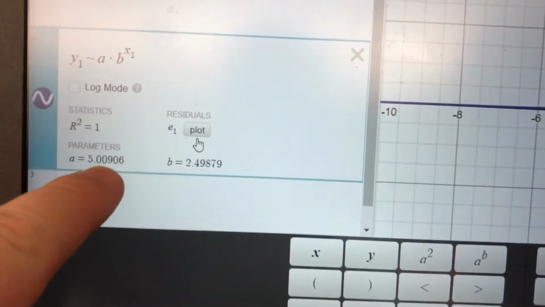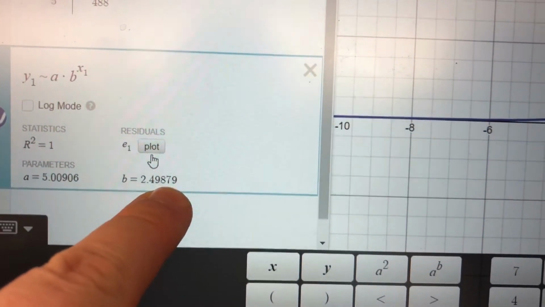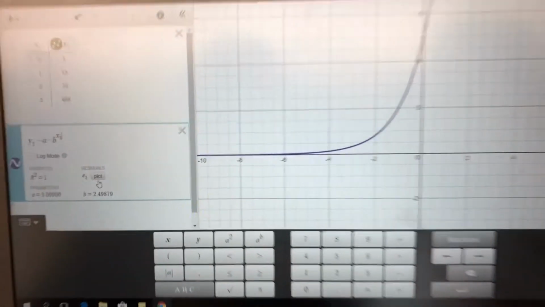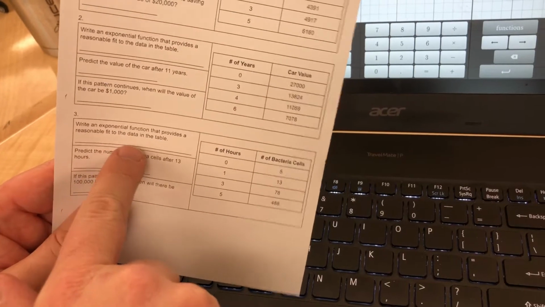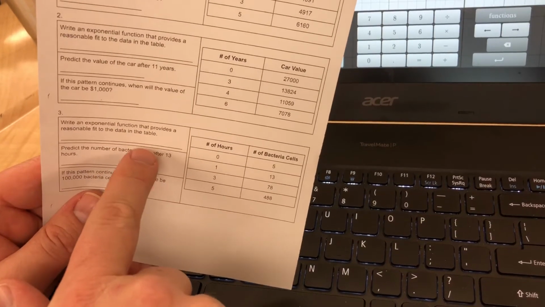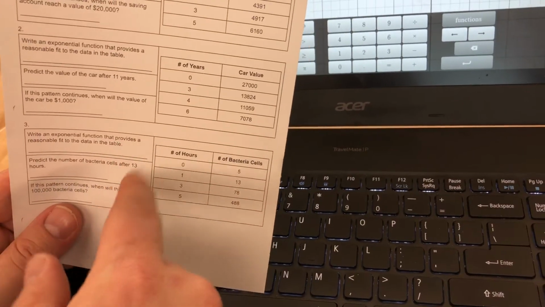A is 5.00906, and b is 2.49879. So that'll give me my equation here. It's gonna be y is equal to 5.00906 times 2.49879 raised to the x power.